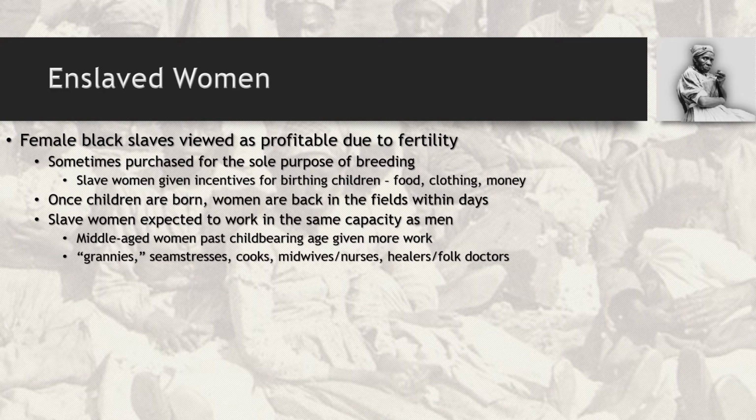Women who managed to get to an elderly age were referred to as grannies, and sometimes they would be employed more often as house slaves, right, as seamstresses or cooks, midwives or nurses. In many cases, they would even be looked up to as a healer or a folk doctor on the plantation. Okay, if someone would go to them with an injury, they might be able to provide an herbal remedy of some kind. And even in some cases, the plantation owners themselves would go to these grannies for these types of healings.